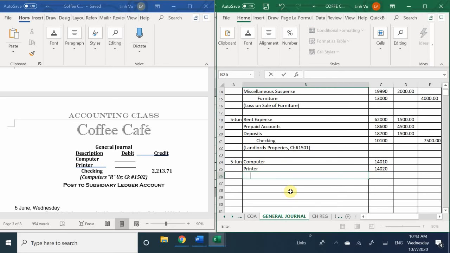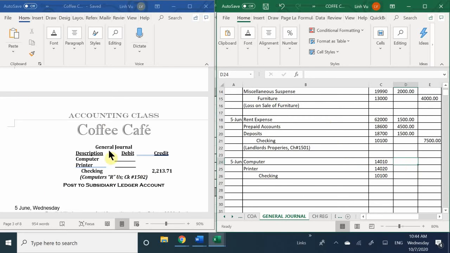Okay, so I need to have my checking account, which is 10100. And I know that my total amount needs to equal 2213.71, because that's the total amount of the check that I've written out. Okay. So let's go ahead and figure out how to distribute the tax here.